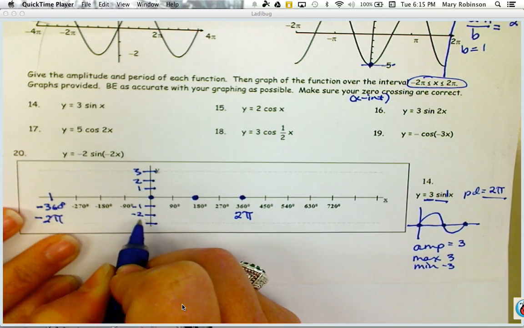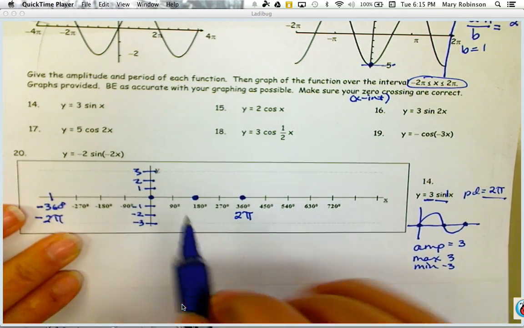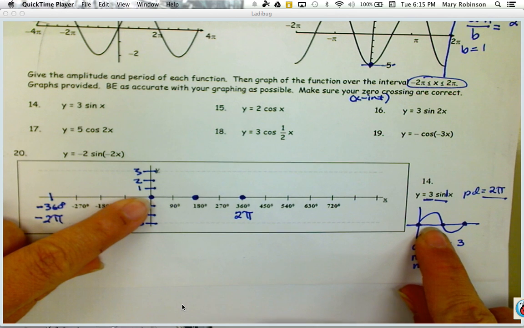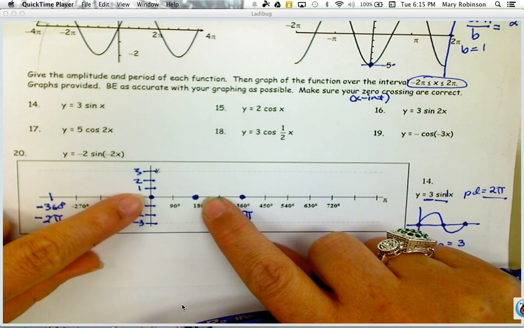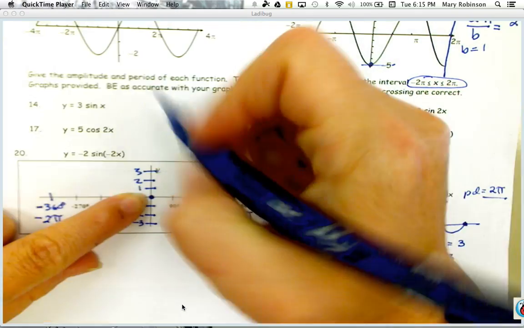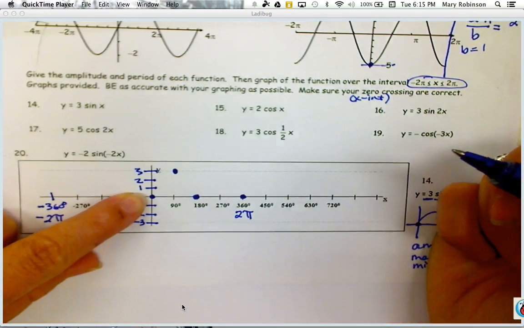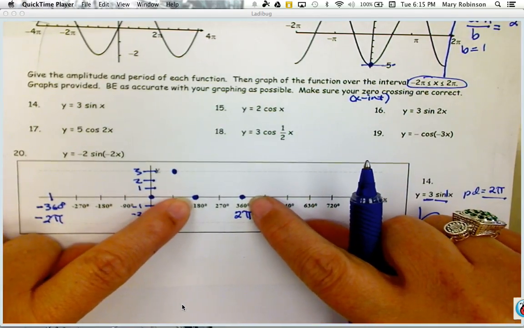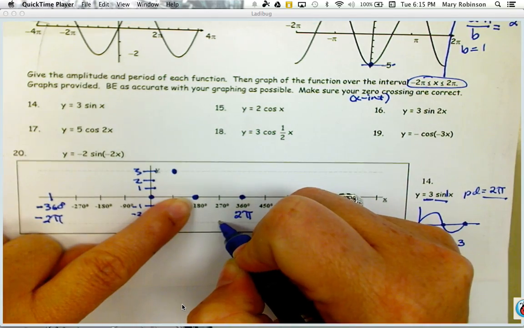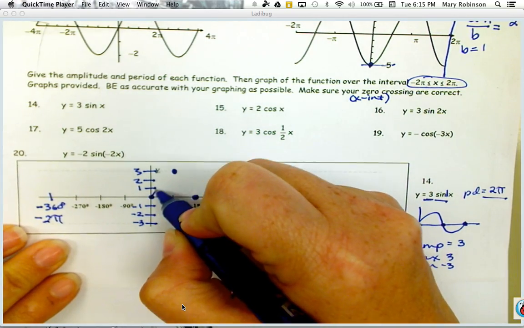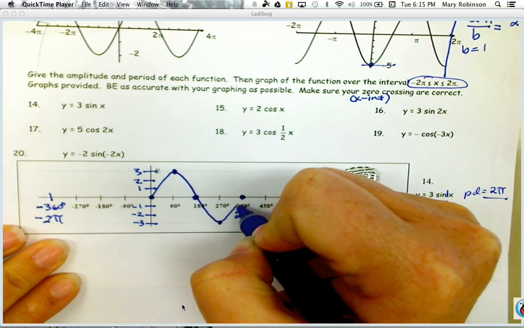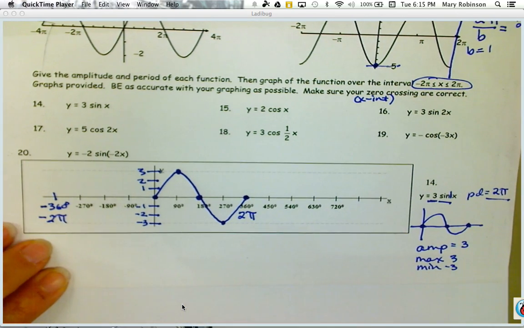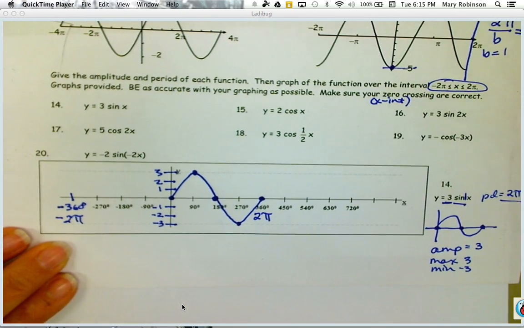Negative 1, negative 2, negative 3. I know that it should reach a max point halfway between my first two zeros. So halfway between 0 pi and pi, I'm going to have a max point. And halfway between pi and 2 pi, I'm going to have a min point. So we need 5 points to graph all of these functions. 5 for the sine function, 5 for the cosine function.